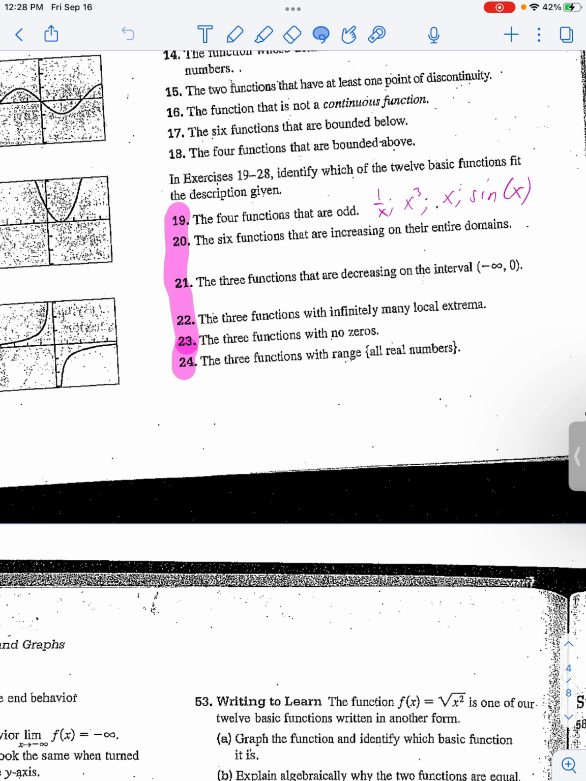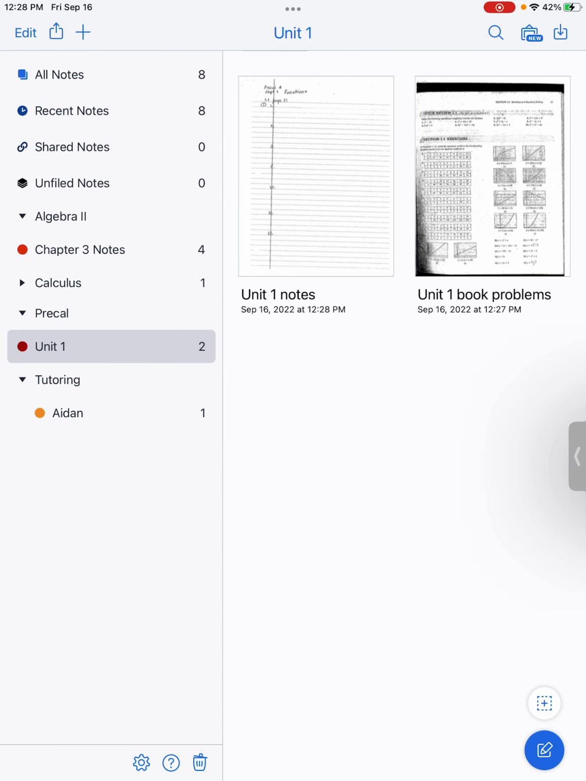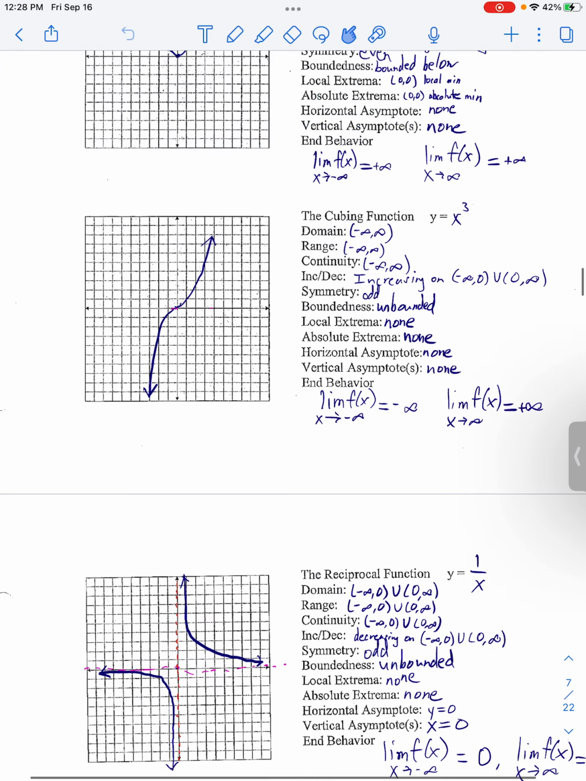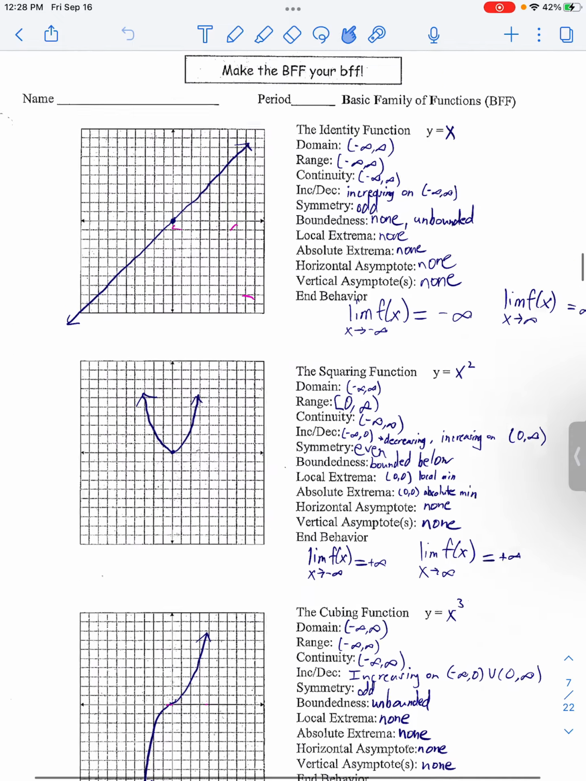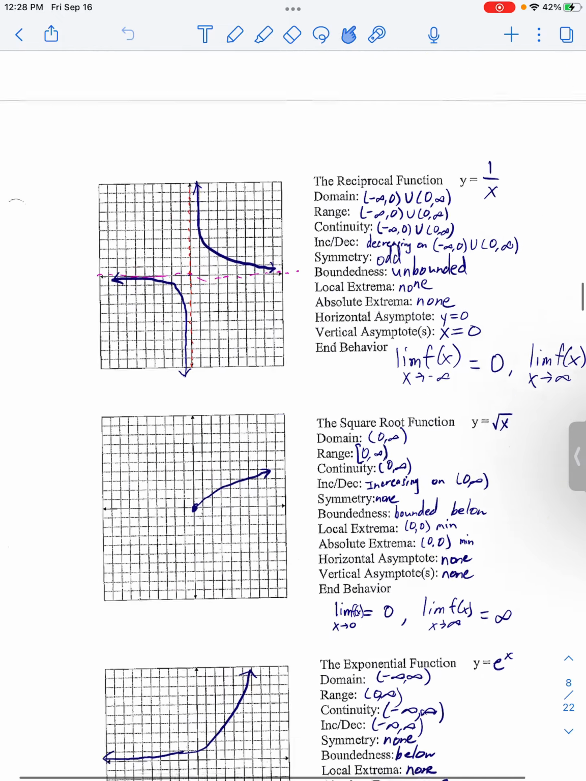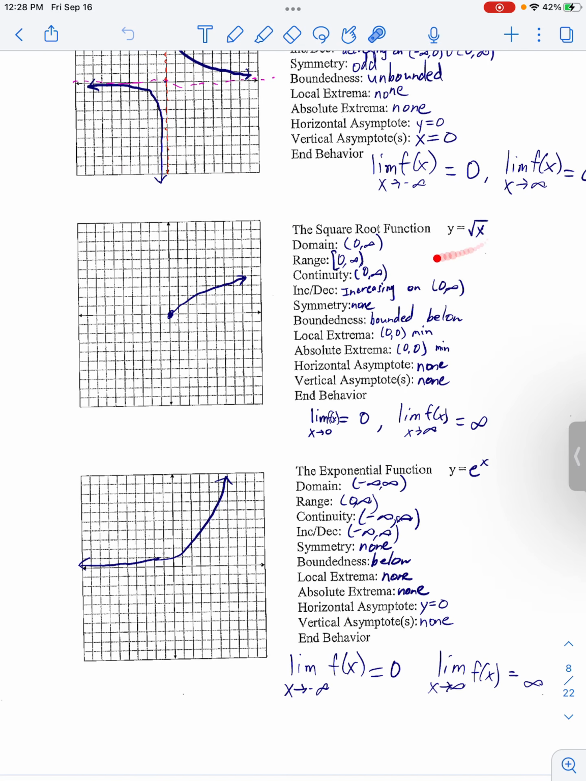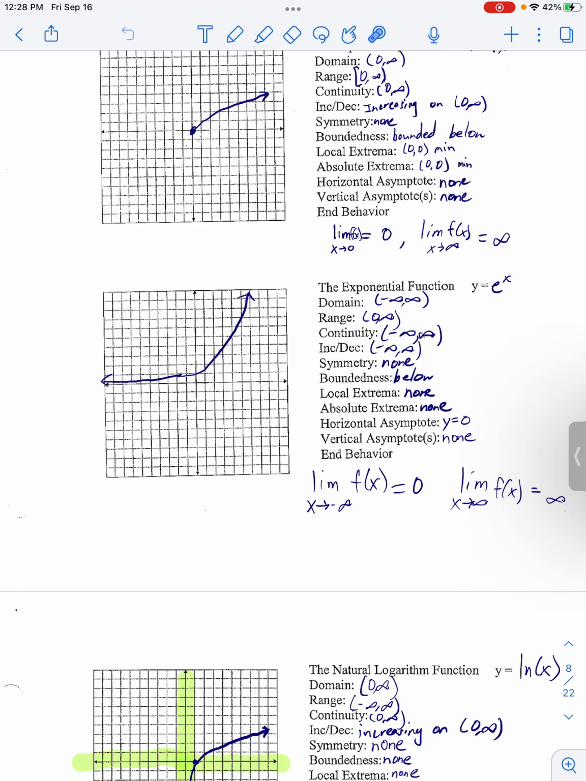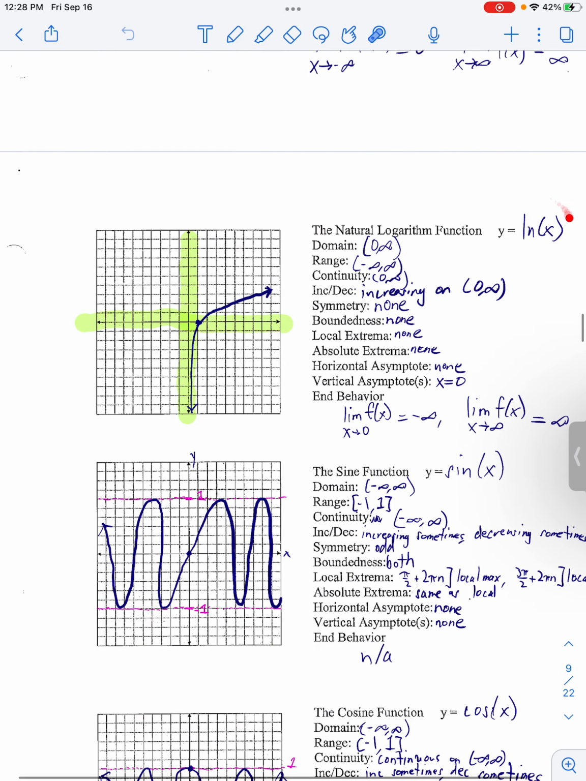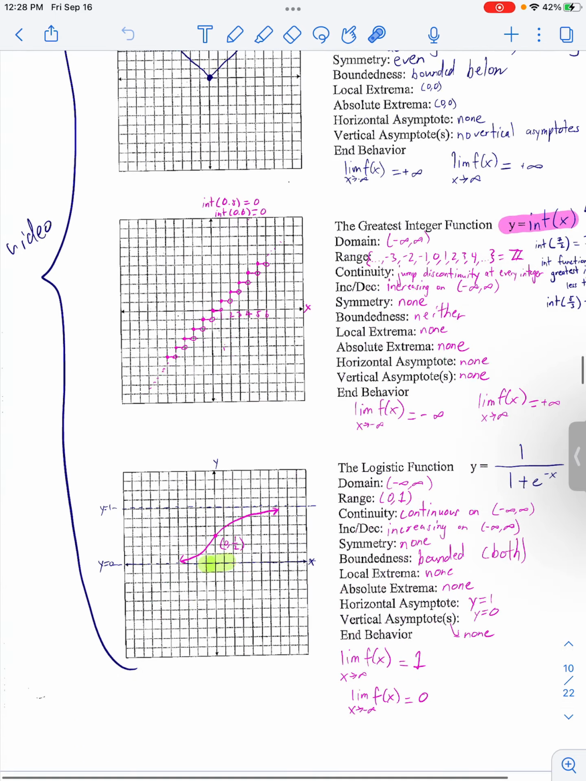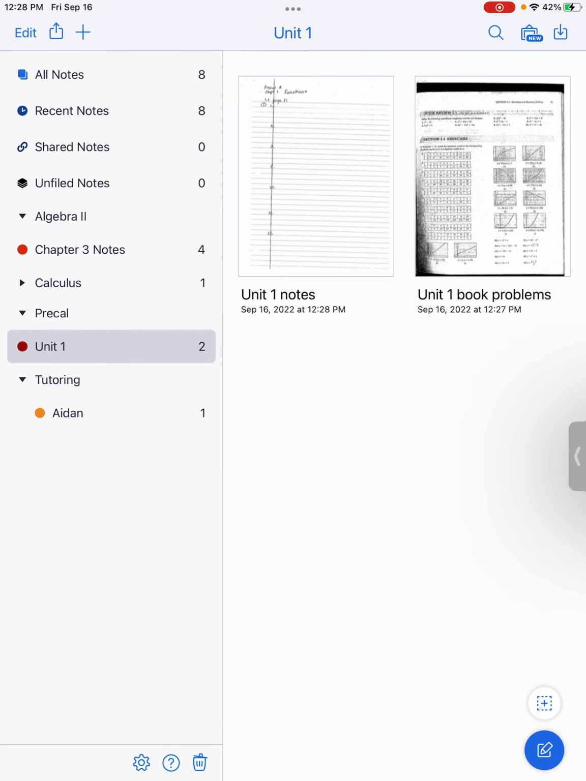Okay, so that's number 20. 6 functions that are increasing on their entire domains. X cubed. X, that's always increasing. The square root function is always increasing. Exponential function is always increasing. Natural logarithm is always increasing. And greatest integer function and logistic function are always increasing, okay? Let's go back and fill that in.